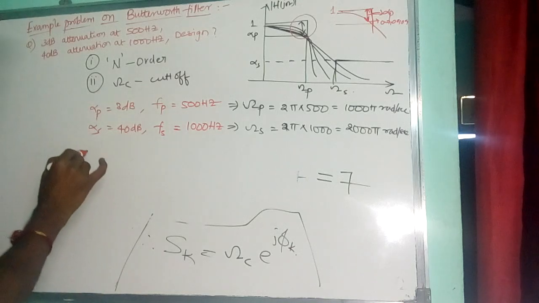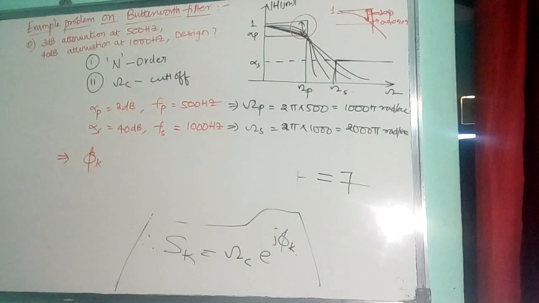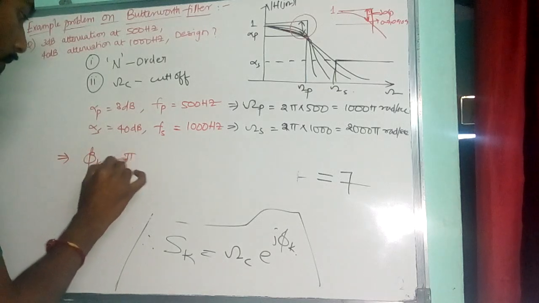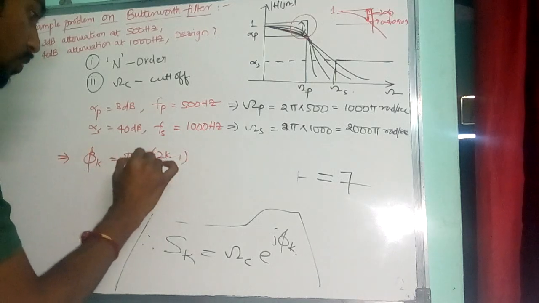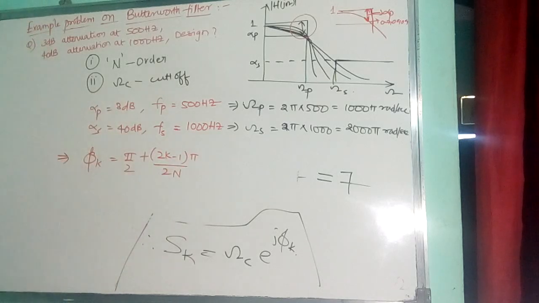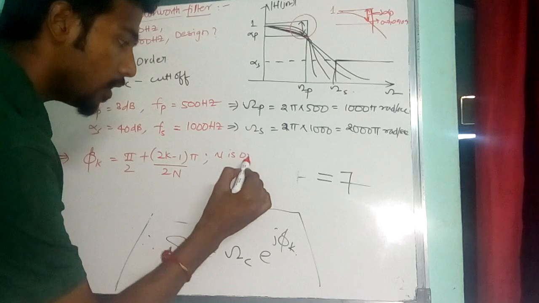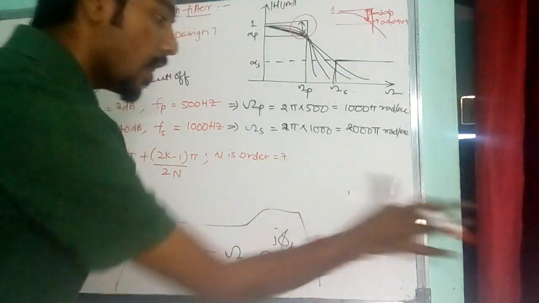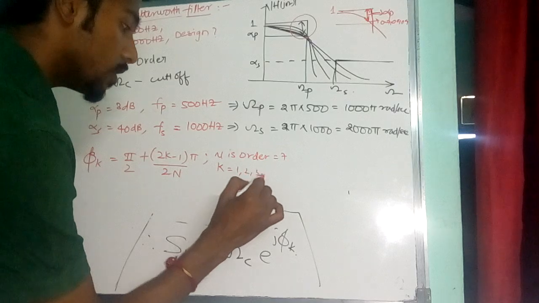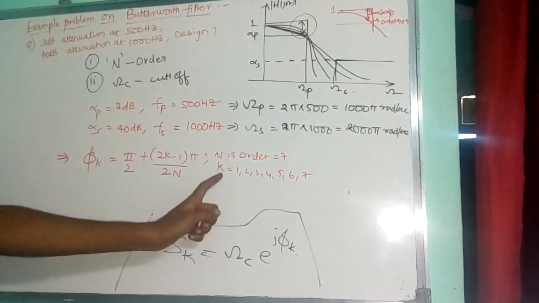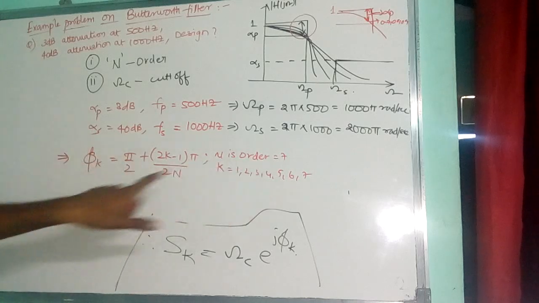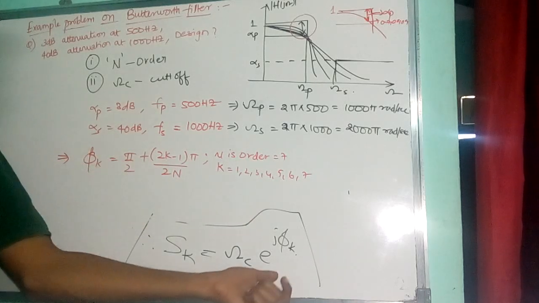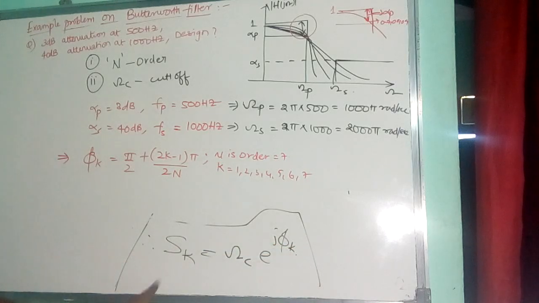So for a Butterworth filter, I get my phi k values as pi by 2 plus (2k minus 1) into pi by 2n, where n is the order, that is 7, and k runs from 1 to n, that is 1 to 7. If I substitute these values here, I get my values of phi k, and if I substitute the phi k value in e power j phi k, I will get my poles. And I need to know the omega c value also.